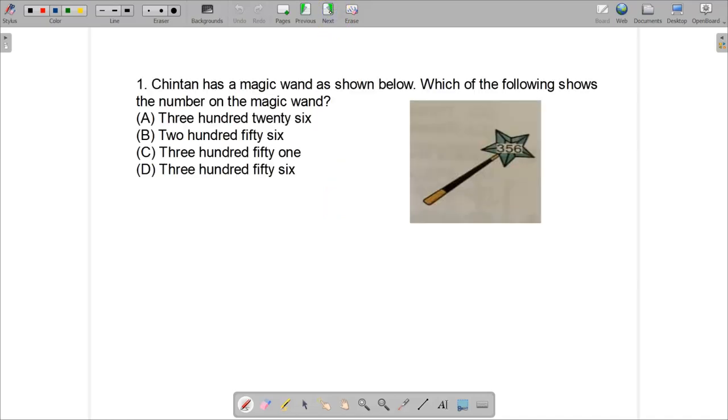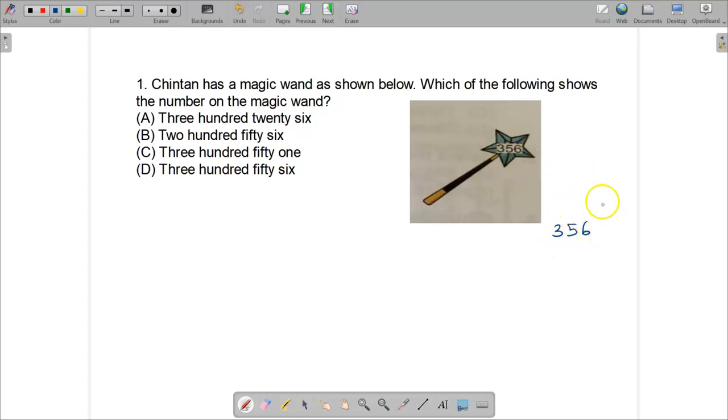The first question is: Chintan has a magic wand as shown below. So they have shown the magic wand here. Which of the following shows the number on the magic wand? So we need to find out what is the number on the magic wand. So it is 3, 5, 6.